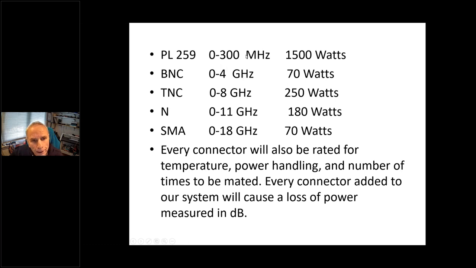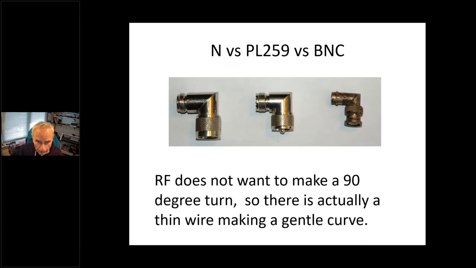Our very common PL259 really gets a bad name. It's rated from 0 to 300 megahertz, but it's not going to handle 1500 watts at 300 megahertz. More likely at 100 megahertz, it'll handle the 1500 watts. And again, as we go through it, we'll get a better handle on that. But you can see that a BNC connector is not capable of handling a lot of power, even at the 4 gigahertz. And as you go down here, each of these is actually capable of handling less watts. So 18 gigahertz handles a very high frequency, but can only handle a certain amount of wattage. And again, we'll be understanding these points as we go along.